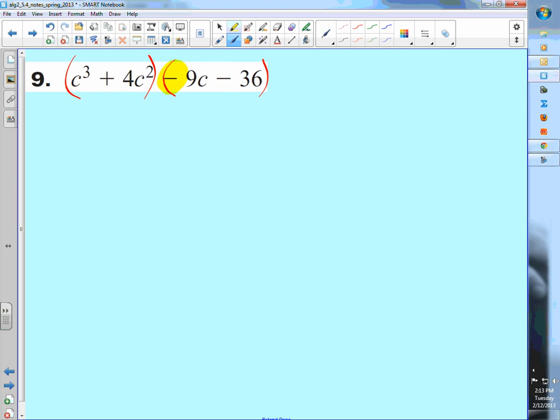What's in common in the first parenthesis? C squared. C plus 4 is left. If the third term is negative, you must factor a negative out of the second parenthesis. So in this parenthesis, you're going to factor a minus 9. And you'll be left with c plus 4.